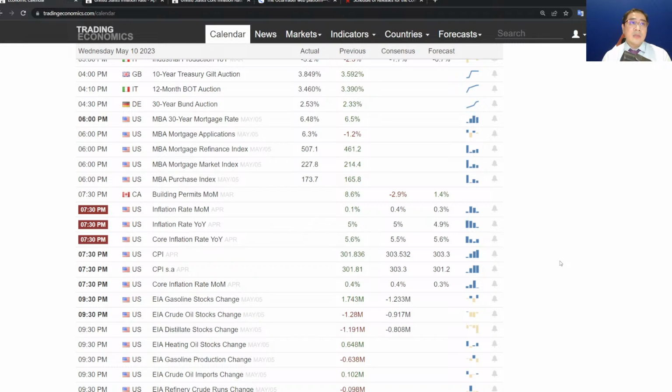And then next one is we are going to take a look at the monthly CPI numbers. Now, if we take a look at the monthly CPI numbers, we're expecting an increase from 0.1% to 0.4%. And then the monthly core inflation is to remain stable at 0.4%.